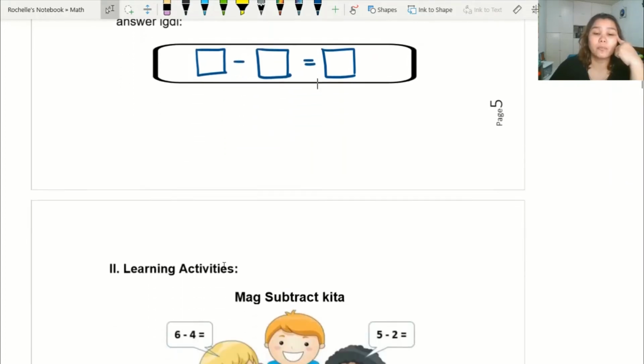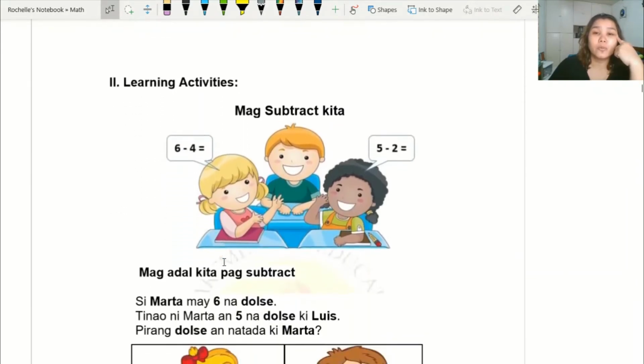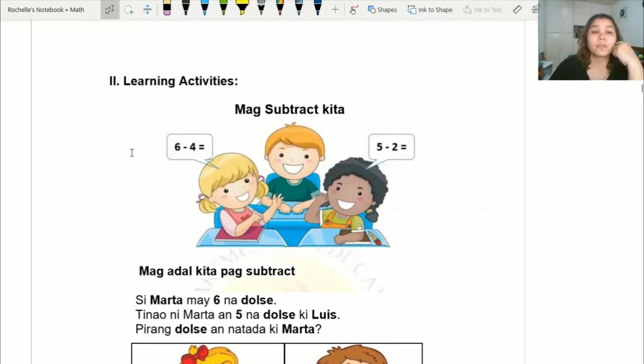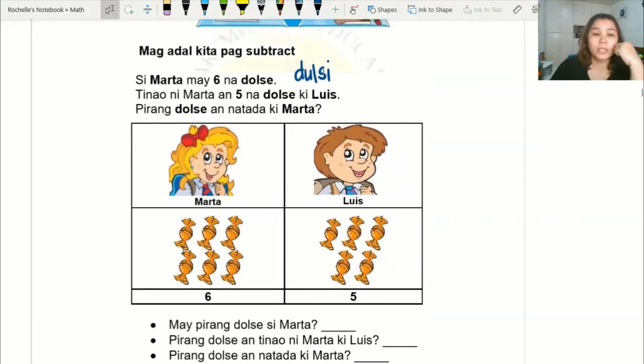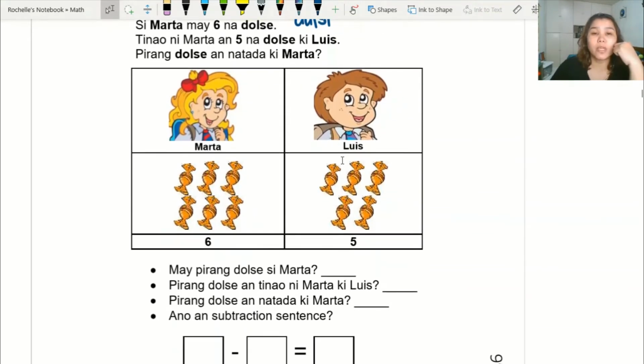And then, if you're ready, let's now begin with the new topic on subtraction. So, mag-subtract kita. Mag-aral kita pag-subtract. So, we now have Martha and Luis. So, si Martha may 6 na dulce or candies. Kinaon ni Martha ang 5 na dulce kay Luis. Pirang dulce ang natada kay Martha. So, minsan, I like to correct dulce, dapat D-U-L-S-I, candy. Sa Bicol yan, dulce. Okay, so we have Martha who has 6 na candies, and Luis was given with 5 candies.